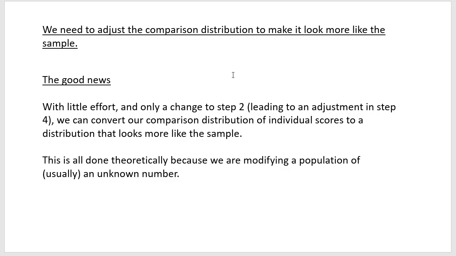We are going to create what's called a distribution of means, and we'll see why it's called that in a moment. We need to adjust the population distribution, also called the comparison distribution, in order to do that. So really, it's a change in step number 2, which leads to a small change in step number 4 just because of the formula. We just use different symbols. We can convert that distribution of individual scores to a distribution that looks more like the sample. And it's all done theoretically because we're modifying a population of usually an unknown number. So I'm going to give you 2 types of visualizations of how that looks, and then we'll take a look at how we do it with a simple set of formulas.